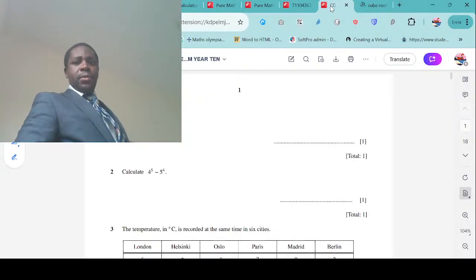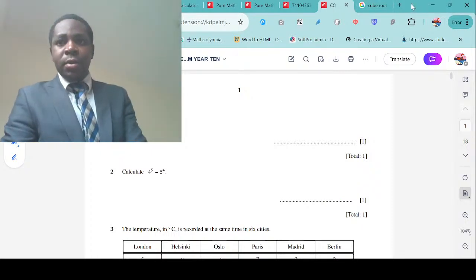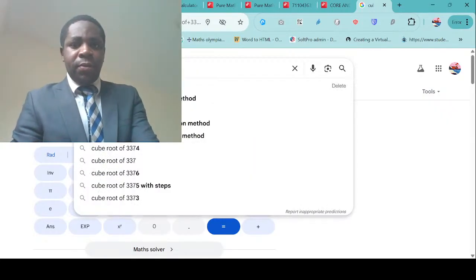That's the exact value. The second question says calculate 4 raised to the power of 5 minus 5 raised to the power of 4. I hope you got this one too. So 4 raised to the power 5 is 4 multiplied by itself 5 times. You have to use a calculator. Most of these are calculator questions. 4 raised to the power 5.